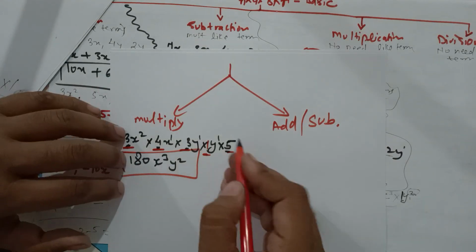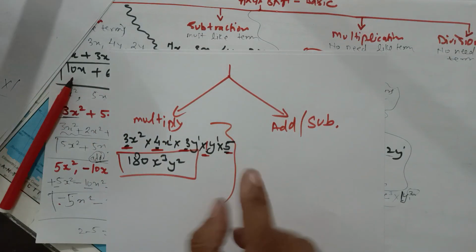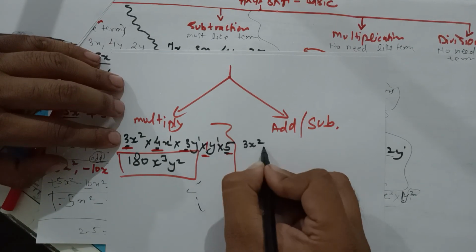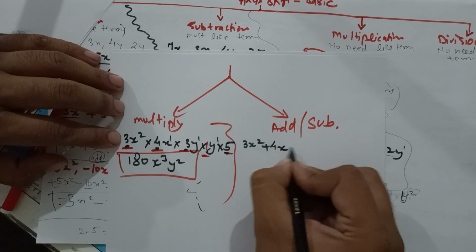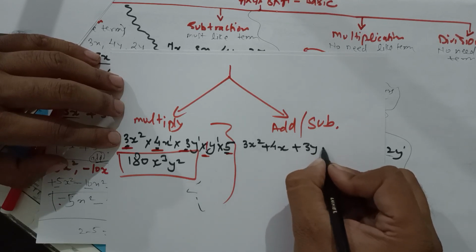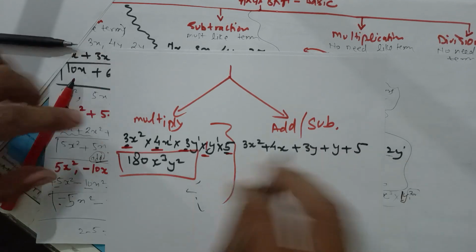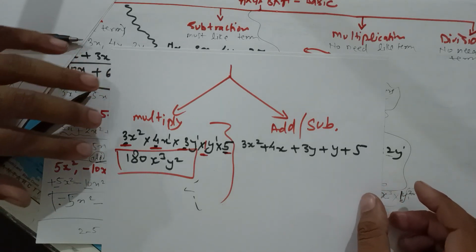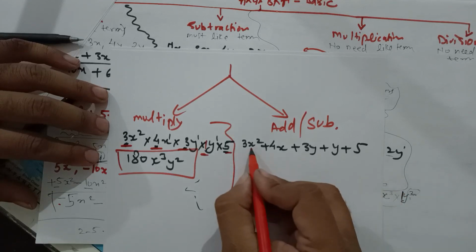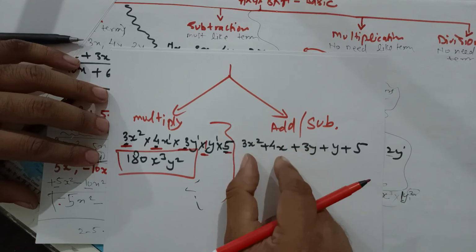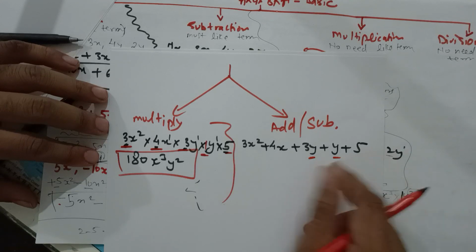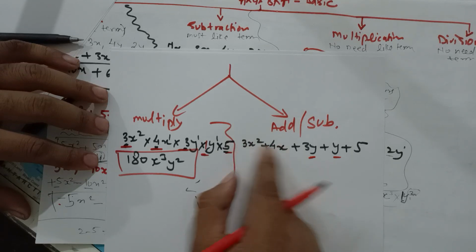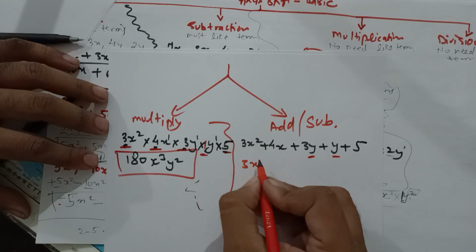But how do we do it with addition and subtraction? Look, same numbers I am taking. This is the best example. Now in addition we will find only and only like terms. So here x is square and only x, so this is not a like term. Here y and y, exactly, is a like term. If we are not getting a like term, just write it down simply the same way.